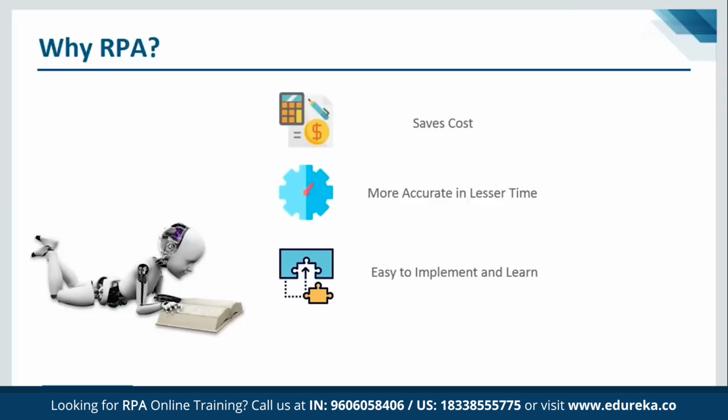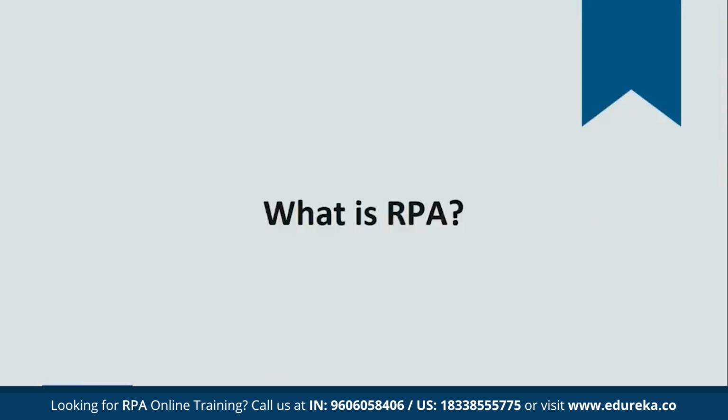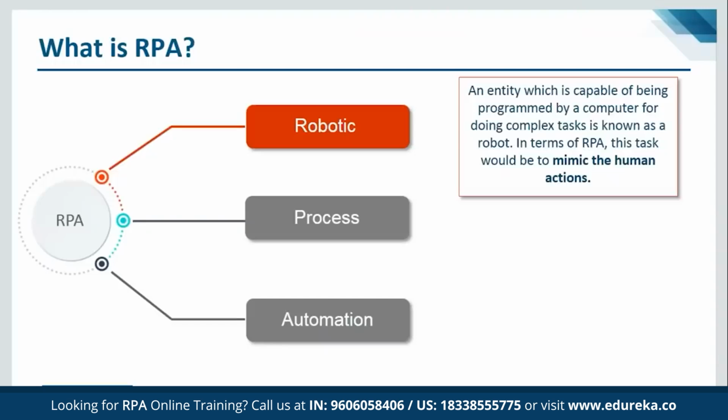So with this guys, we have understood why we needed RPA, and let's move on to the part where we'll understand what RPA exactly is. All right, so what is RPA? RPA, as you might have guessed, is an acronym for Robotic Process Automation. Right, so let's understand the three terms one by one. So what is robotic? Robotic is basically an entity which can be programmed to mimic human actions. So any entity which can mimic human actions on being programmed is called robotic.